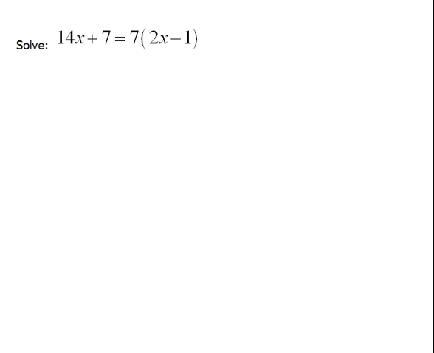Now the flip side to that, let's look at this problem. And here again we have a distribution that has to be done first. So when I distribute that, on the left-hand side we have 14x plus 7 equals 7 times 2x would be 14x, and 7 times negative 1 would be negative 7. Now if we get our x's together, we'd have to subtract 14x from both sides, which cancels on the left-hand side, and 14x minus 14x cancels on the right-hand side also.